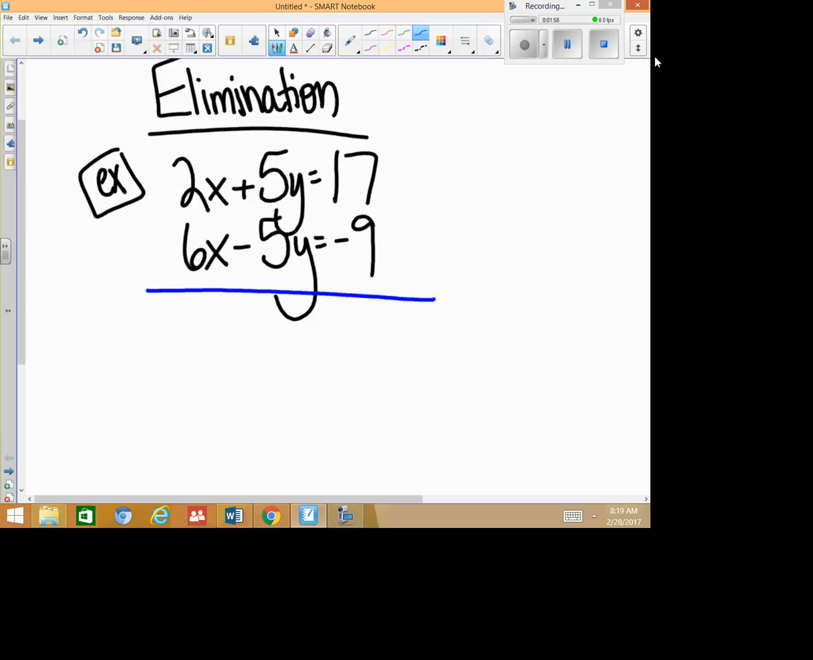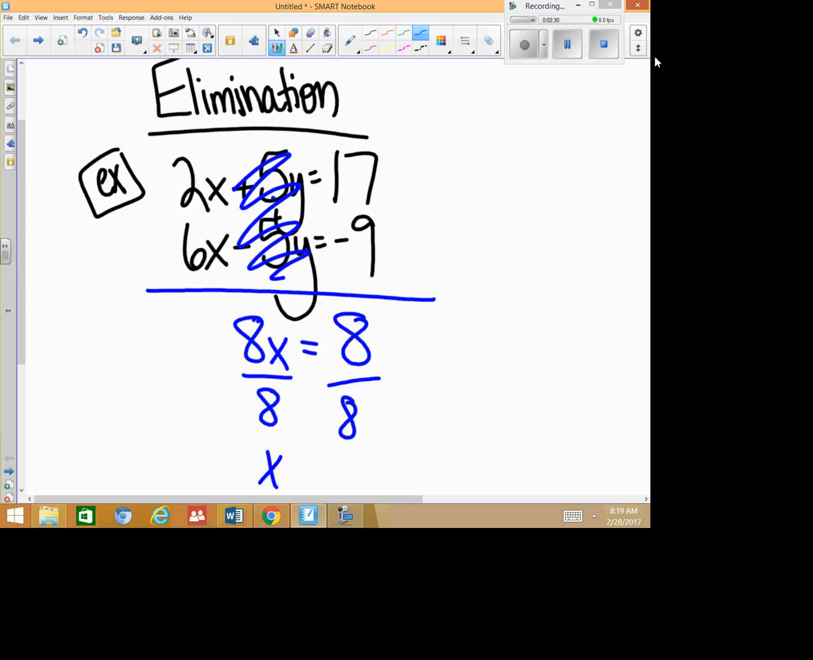So if I have a 5y and a minus 5y, what happens to those? They cancel out. So now I have 2x and 6x. They're both positive, so I add them. What is 2 plus 6? 8. So 8x. Here I have 17 and negative 9. 17 minus 9 is 8. So now what? Divide by 8 on both sides. x equals 1.